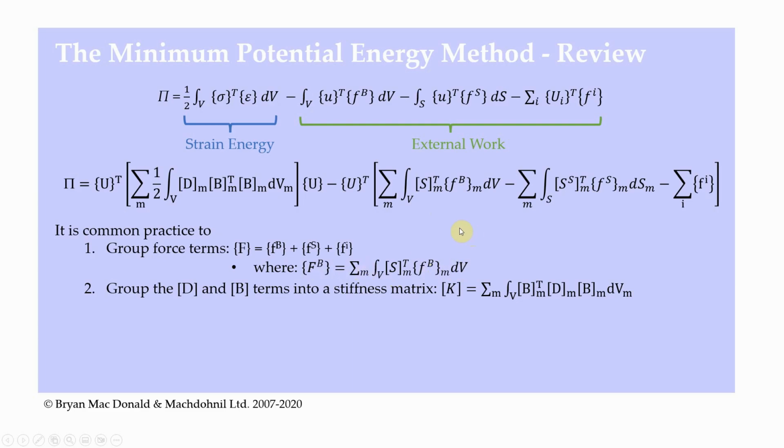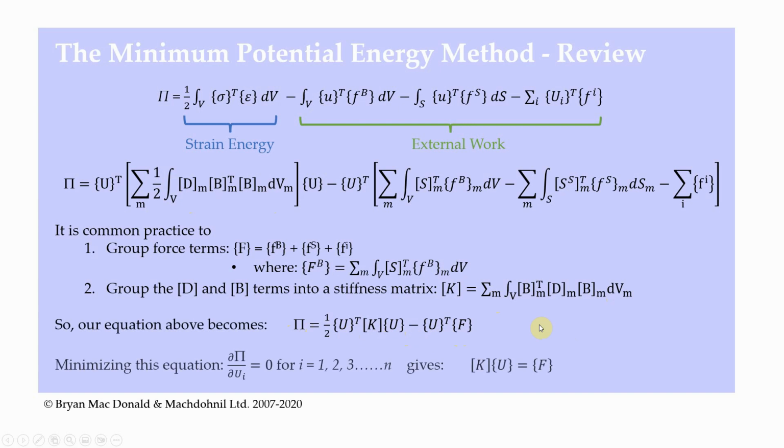It's also common practice to group the B D B terms together into what's called a stiffness matrix. So we can say that K, the stiffness matrix, is essentially the B D B part of the equation. And when we do that, the minimum potential energy equation becomes a half U transpose K U minus U transpose times F. So essentially we're left with the stiffness matrix, the global force vector, and the nodal displacement vector, which we're trying to solve for.